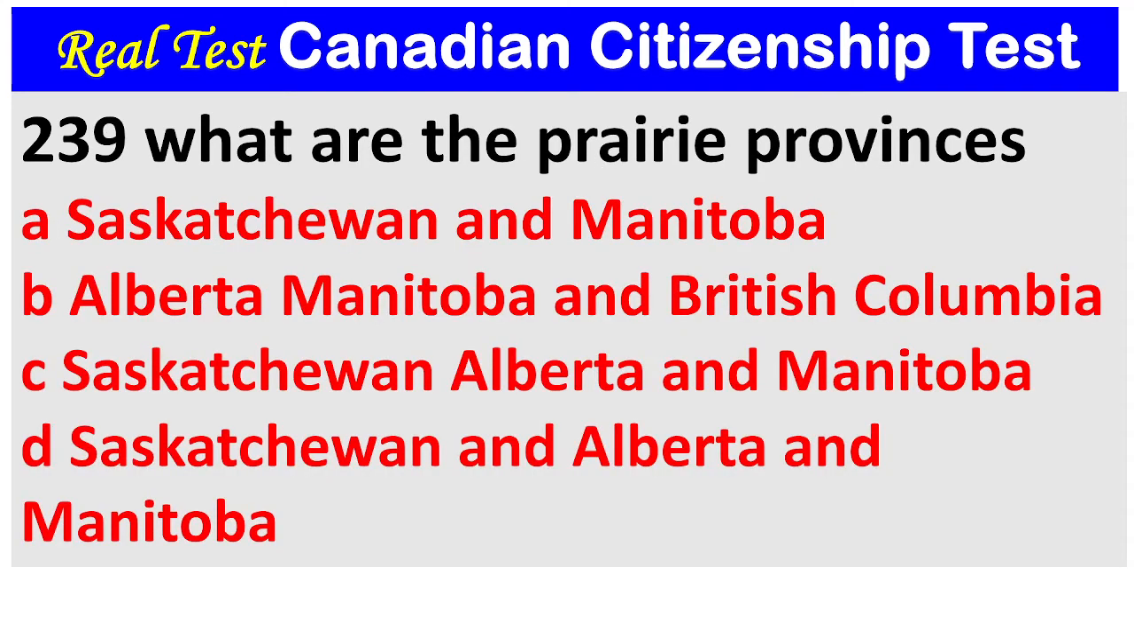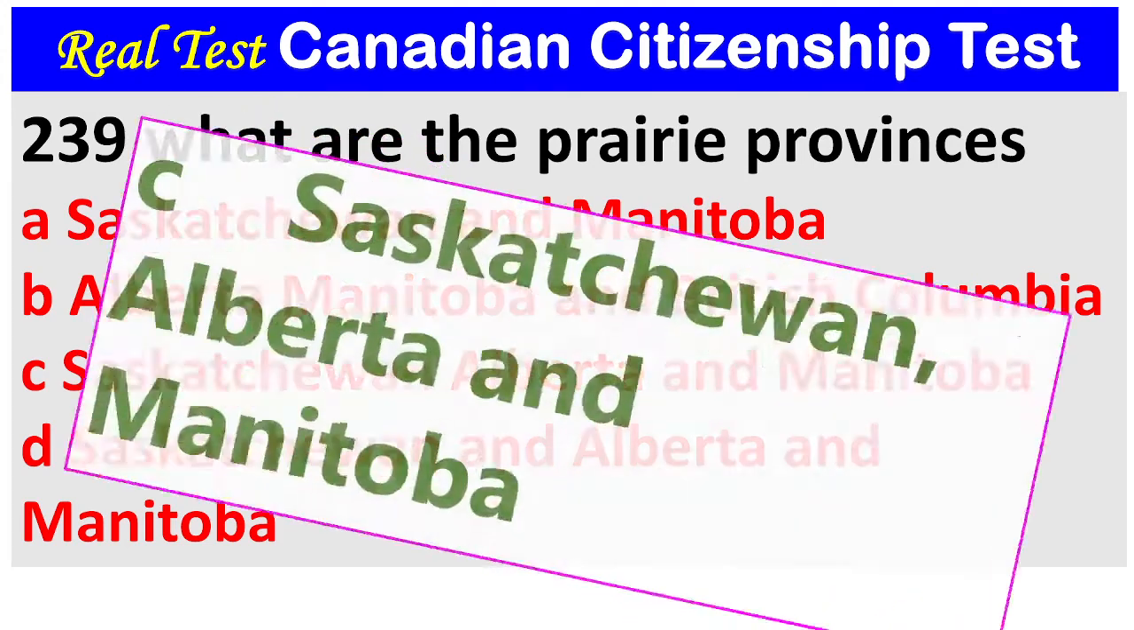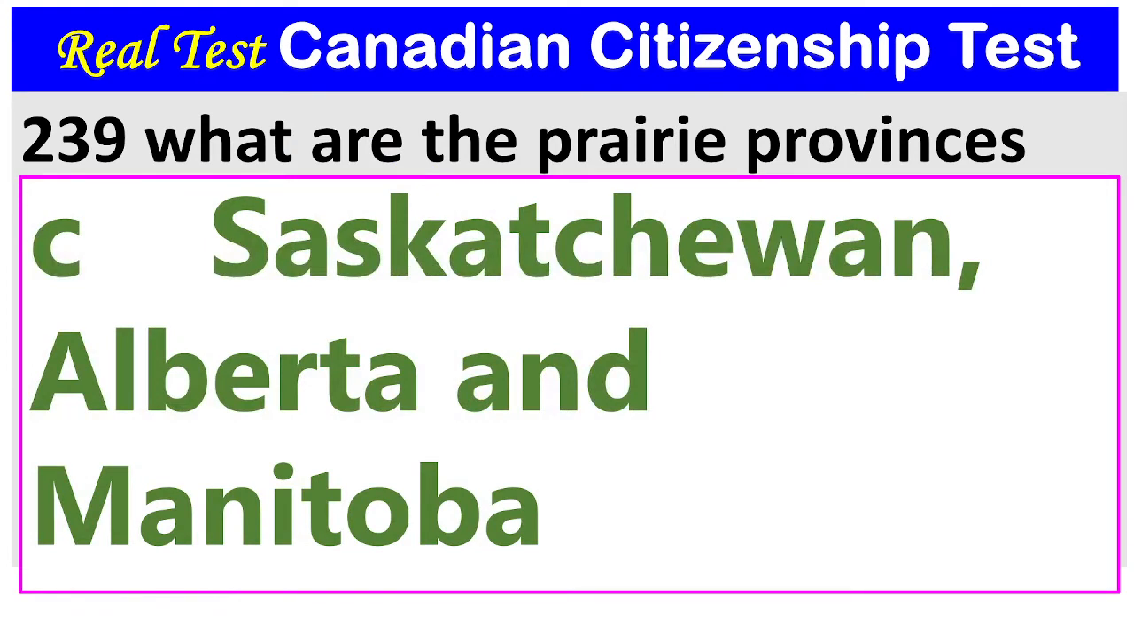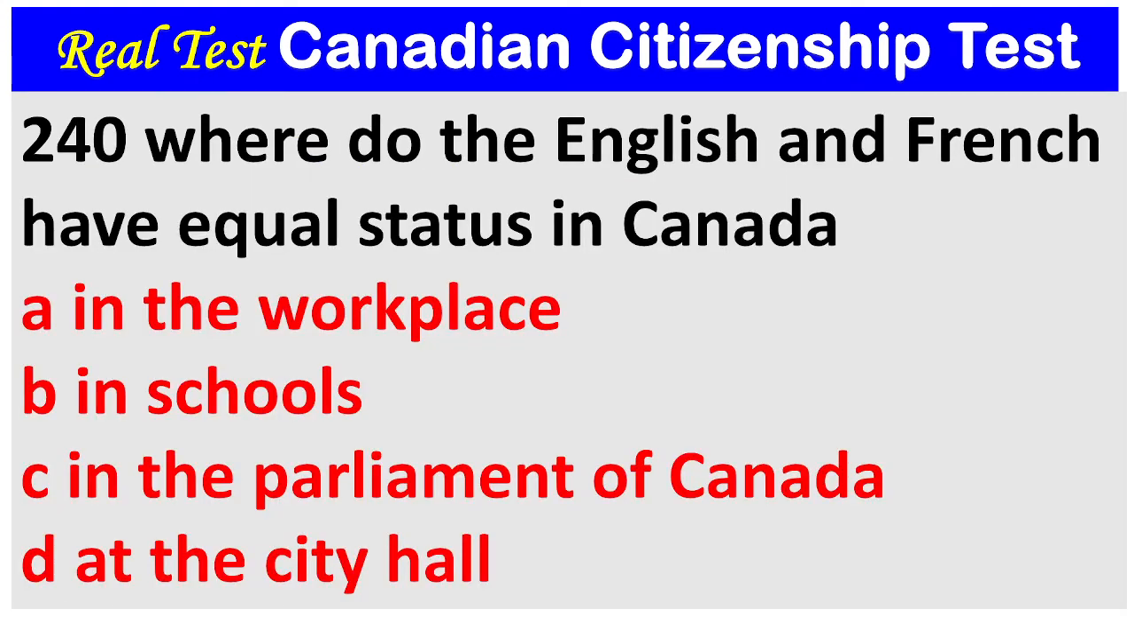Question 239. What are the prairie provinces? A. Saskatchewan and Manitoba. B. Alberta, Manitoba and British Columbia. C. Saskatchewan, Alberta and Manitoba. D. Saskatchewan and Alberta. The answer is C. Saskatchewan, Alberta and Manitoba.